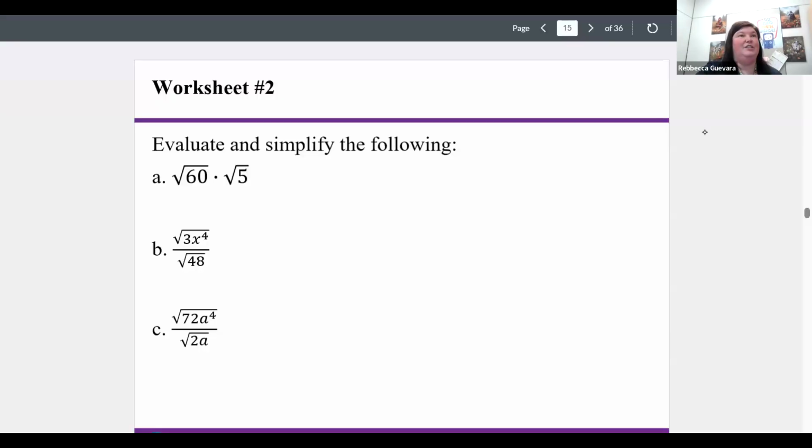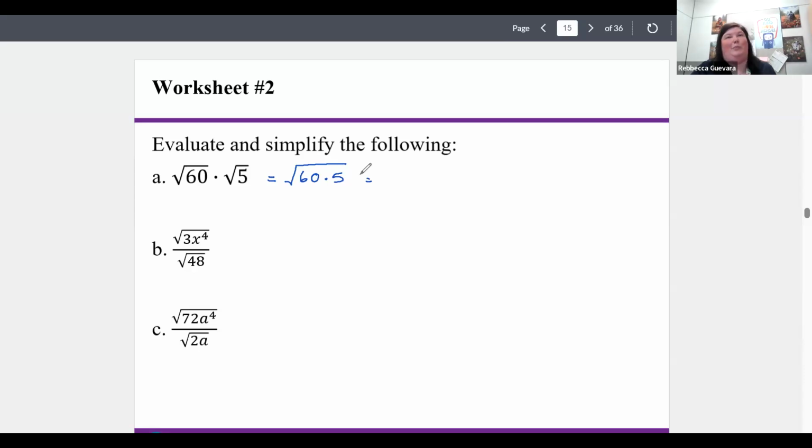All right, so hopefully you had a chance to work on these. Don't worry if you didn't get something working out correctly. That's why we're doing this. As I said before, mistakes are good. We learn from mistakes. So this is going to be combined into 60 times 5 under the radical. So if you wanted to, you could just multiply that.